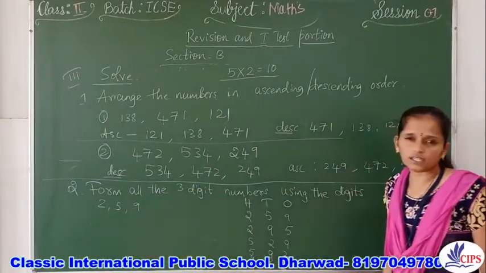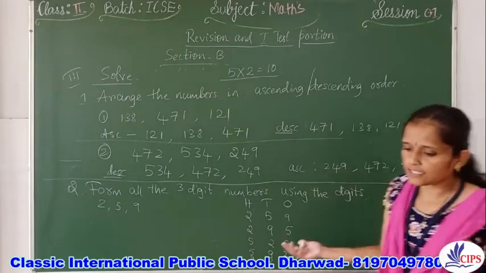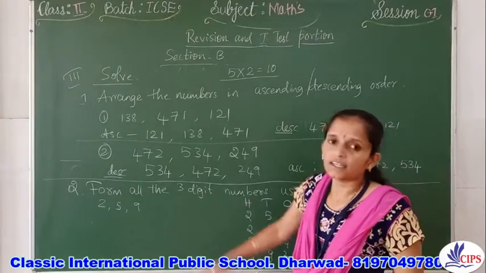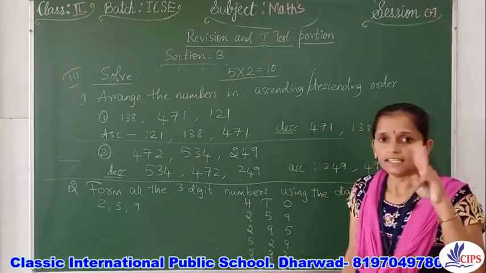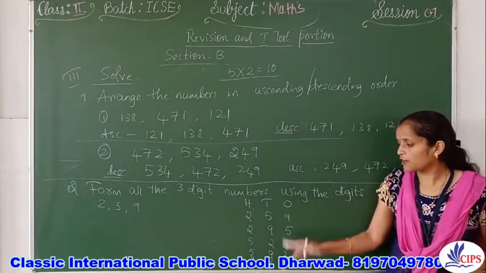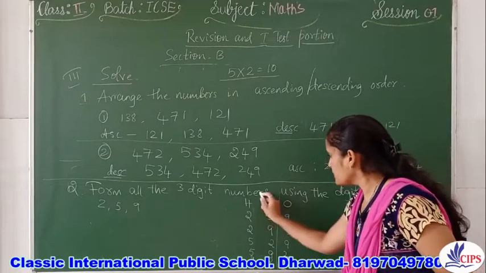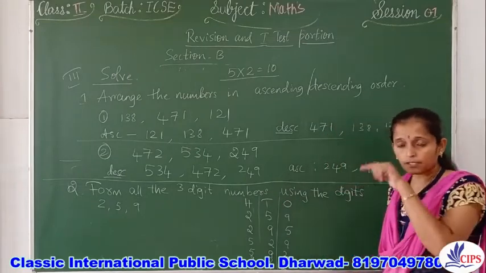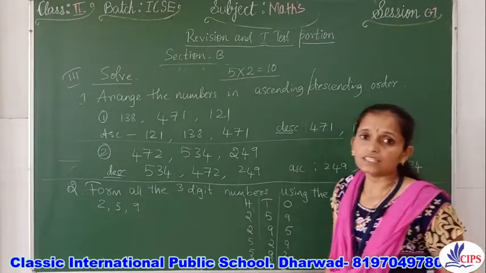Of course, they'll give you other numbers. I've just shown you a different example, that is 2, 5, 9. They will give you 3 different digits. Using those digits, you should make columns and write. Okay, make it properly, and you'll have 6 numbers.